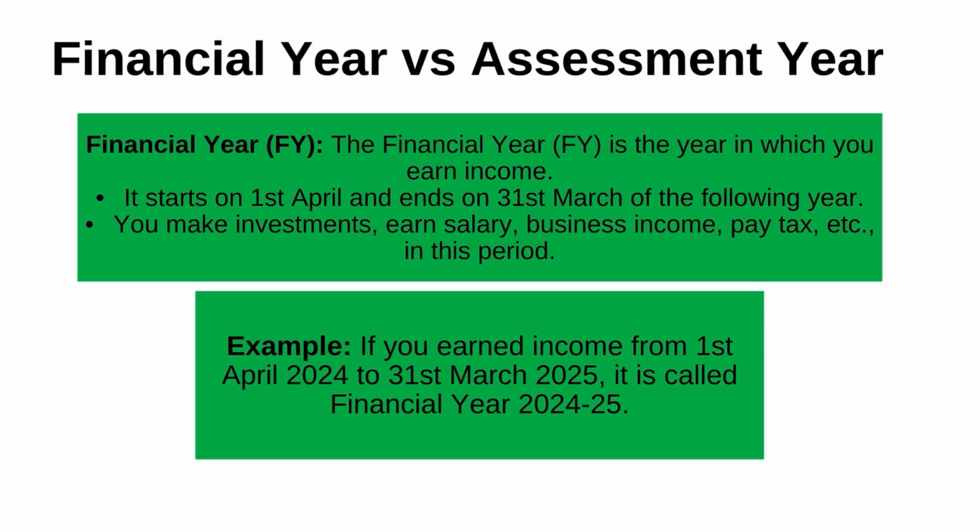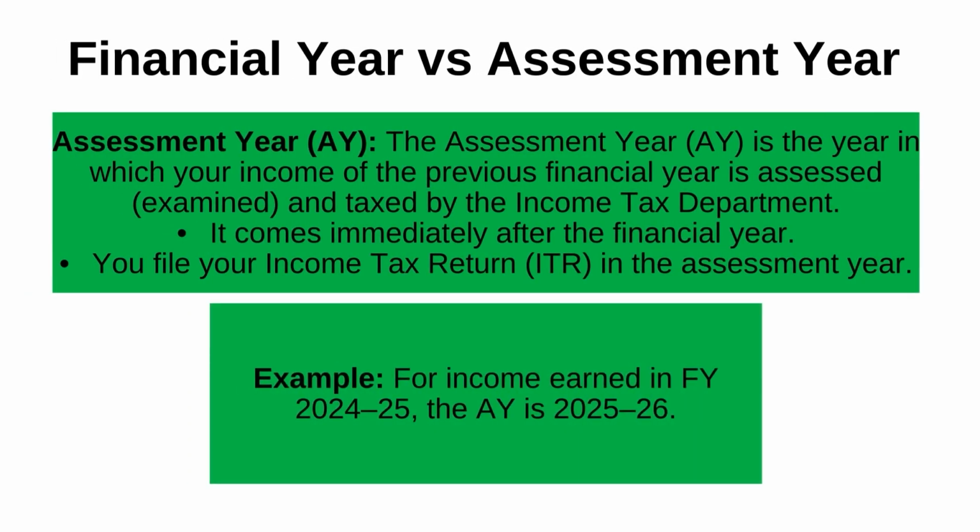For example, if you earn income from 1st April 2024 to 31st March 2025, it is called your financial year, that is 2024-25. This is your financial year. Then the assessment year. What is the assessment year? The assessment year is the year in which your income of the previous financial year is assessed, examined and taxed by the income tax department. So this is the definition of assessment year.